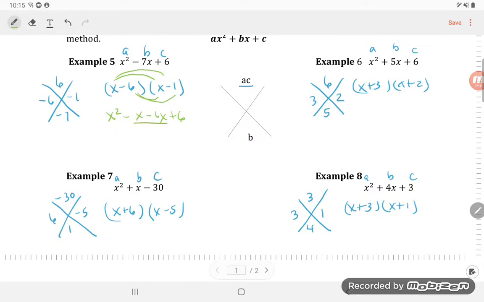If I combine like terms, which are my terms in the middle, I am going to get x squared minus 7x plus 6. You got it. It's the same as the original that we started with in example 5.